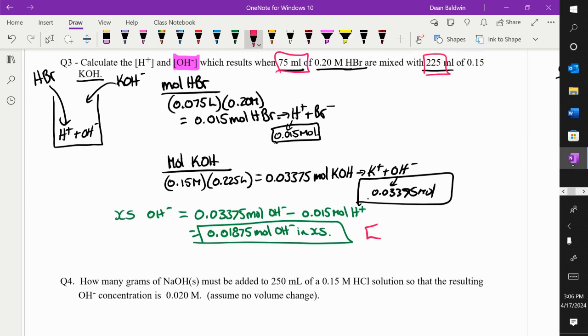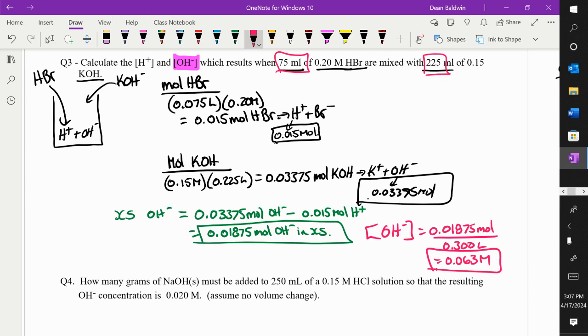So the concentration of OH minus is equal to the moles divided by the liters, which gives us 0.0625, which would round to two sig figs, so 0.063. Do we agree with that? 6.3 times 10 to the minus 2, whichever you prefer. So that's our concentration of OH minus.